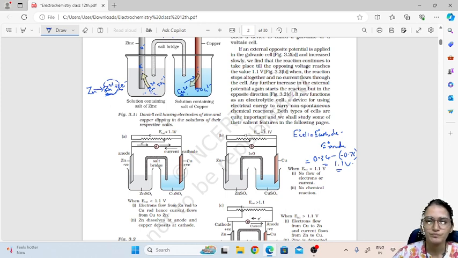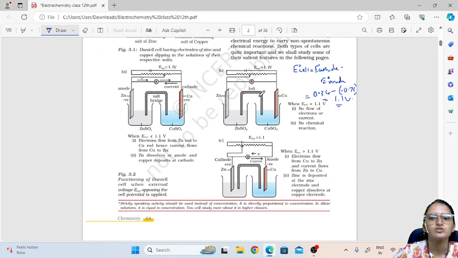Now here, first case we will see when E external is less. E external means the external potential that we apply, and it will be less than the potential of the galvanic cell. So in this case, what will happen? Since the external potential is low, the reaction will take place as it is, meaning the flow of electrons will be the same, and current will also be the same. Reaction will happen that way only, the way it was happening before.